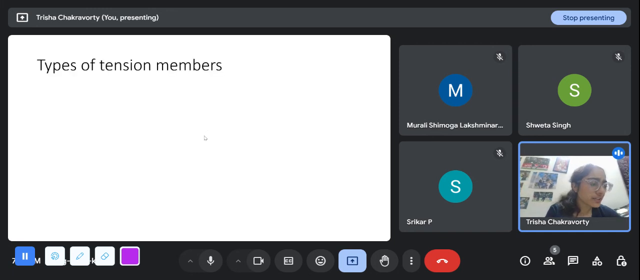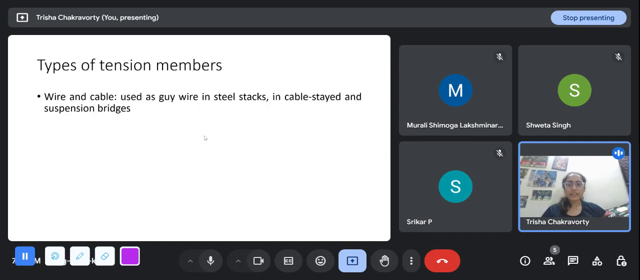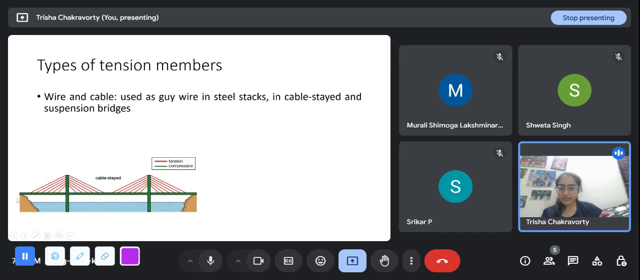Now we look at types of tension members. There are wires and cables. They are used as guy wire in steel stacks, in cable stayed and suspension bridges. This is an example of a cable stayed bridge, the Second Hooghly Bridge in Kolkata, a very famous one. You can see that these are called piers. This is the bridge deck. These are piers, and these are the cables.